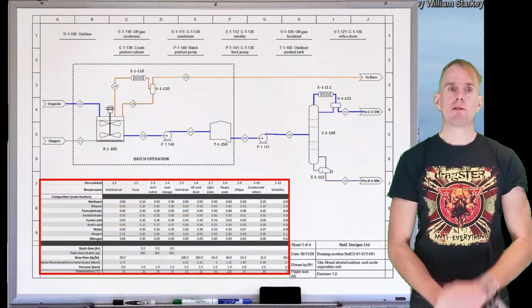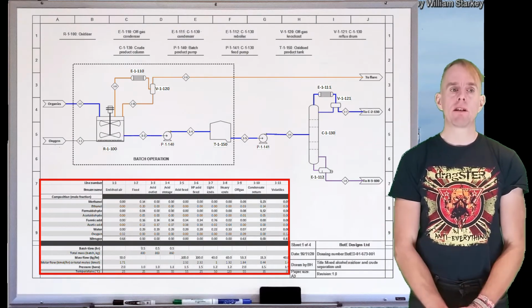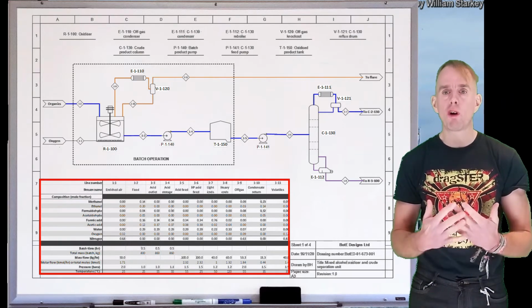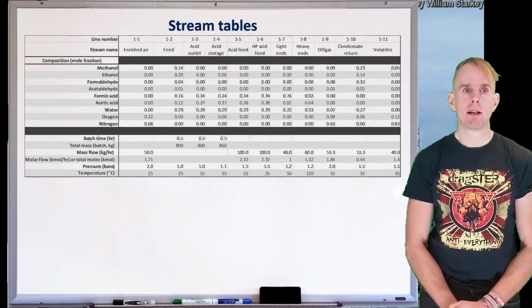Right, let's zoom back out and look at our process flow diagram again. Highlighted in red, I have shown a data table. Now this data table gives you all the operating conditions for the stream, so let's have a look at that in a little more detail.